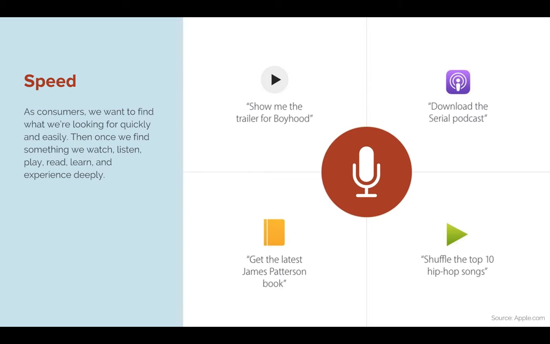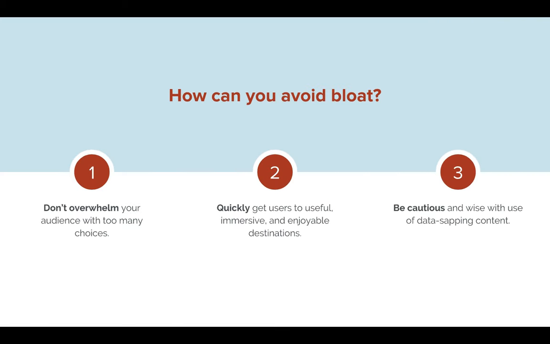I think there's more to the story here. I believe this is as much about optimization as it is about speed and usability. We, as consumers, want to find what we're looking for quickly and easily. Then when we find it, we want to watch, listen, play, read, learn, or otherwise experience something deeply. What we're seeing emerge now is voice-based search, whether you're talking to Siri, Cortana, or Alexa. We simply want to play our favorite playlist or watch the new Star Wars trailer without having to fumble through clumsy user interfaces.